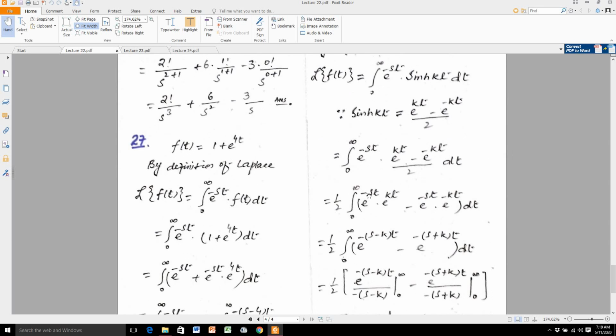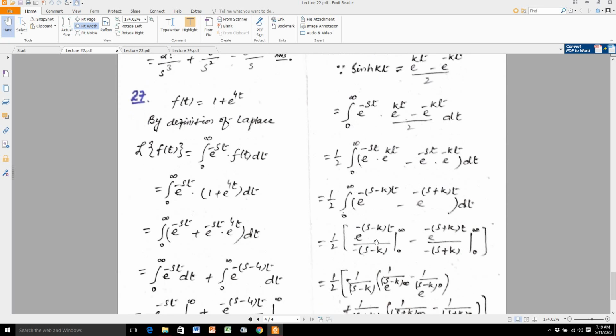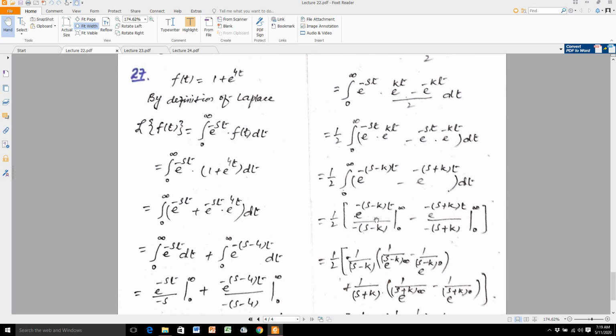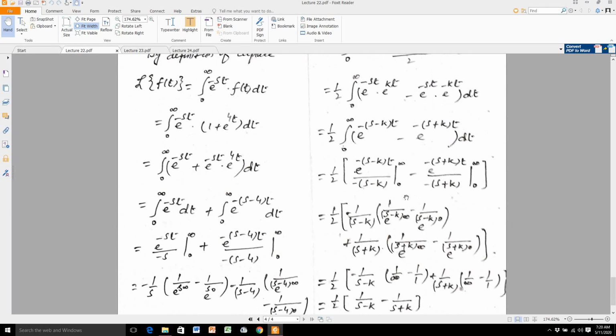Here you see e raised to minus st into e raised to kt, minus e raised to minus st into e raised to minus kt. Again, using the properties of exponents, I am writing it as follows, and then taking its integral, we get: 1 over 2 into minus 1 over (s minus k) into 1 over e raised to (s minus k) into infinity, minus 1 over e raised to (s minus k) into 0, plus 1 over (s plus k) into 1 over e raised to (s plus k) into infinity, minus 1 over e raised to (s plus k) into 0.